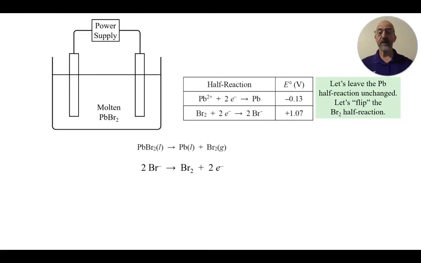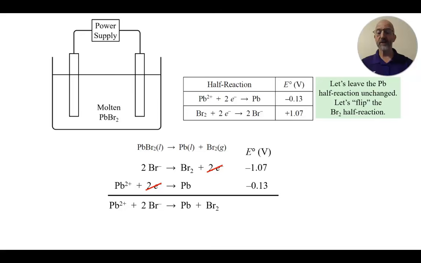Because I flipped the bromine half reaction, that will change the cell potential from positive 1.07 volts to negative 1.07 volts. The half reaction I did not reverse or flip remains as negative 0.13 volts. The electrons will cancel out. I see 2 electrons on the left, 2 electrons on the right, and my overall balanced equation is what we were given. And we have a cell potential that is negative 1.20 volts.